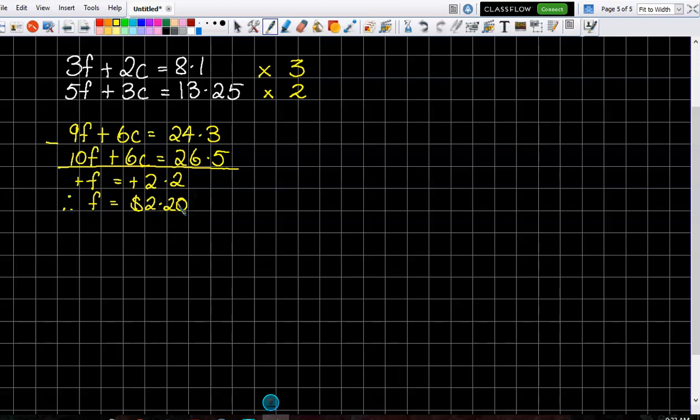And how will we find the cost of our chips? You substitute it back in. I will leave that for you to do. But no, someone just frowned at me, so I will do it. So I will sub that back into the first one. So it becomes 3 times the cost of the fish, which is $2.20, plus 2C equals $8.10. And then to get rid of that plus, I'm going to subtract.